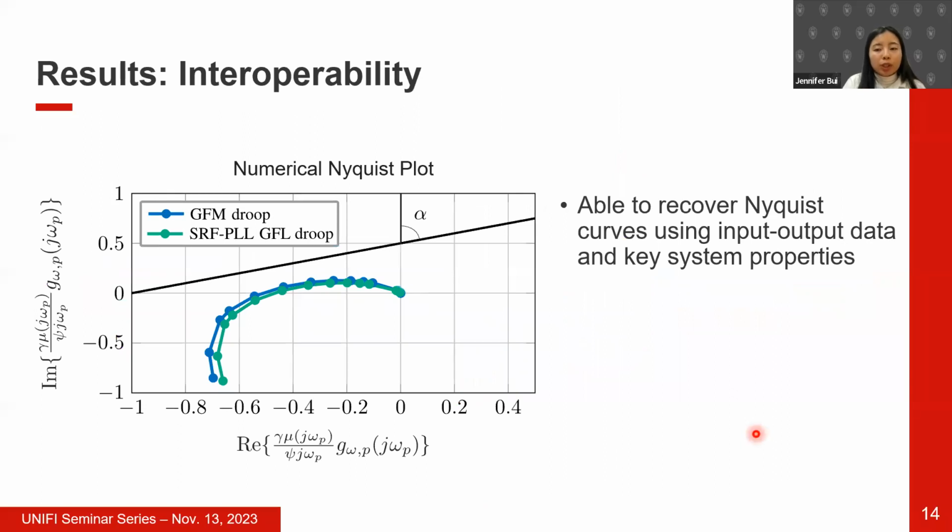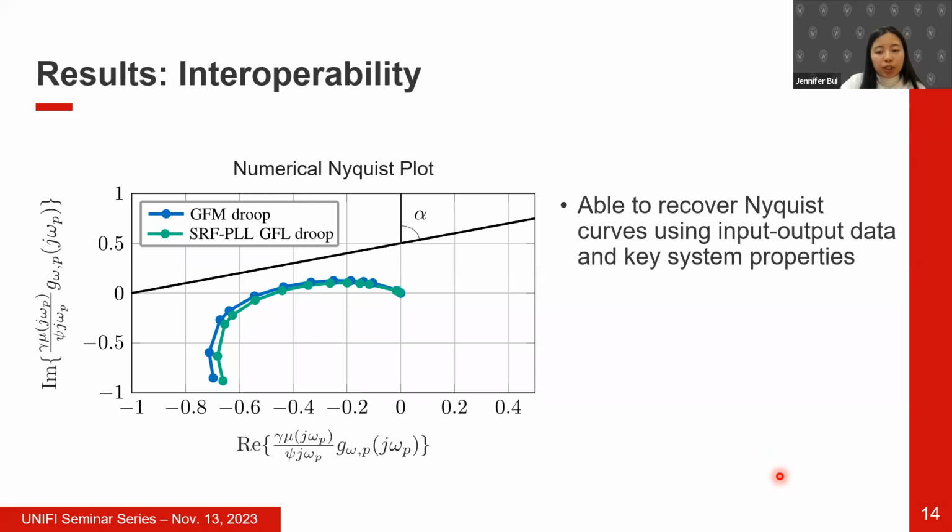So here's one result from our numerical study. This Nyquist plot was obtained using the input-output data from the simulations following the methodology I just outlined. And the Nyquist curves here, if you can recall, actually resemble those from the analytical predictions shown earlier. And this confirms that it is possible to recover the transfer functions needed to certify interoperability using just input-output data.